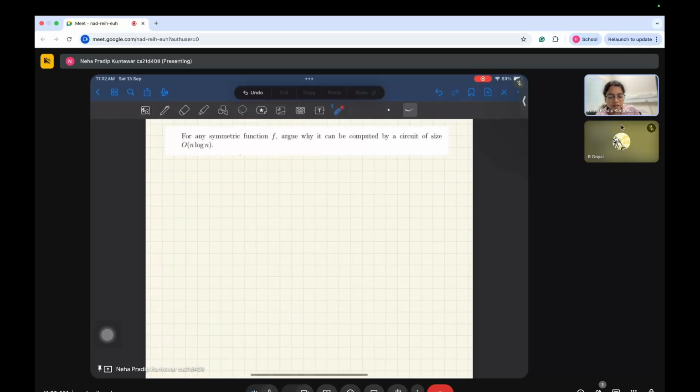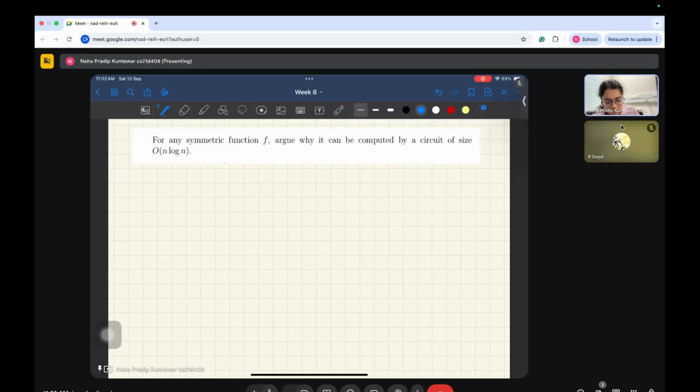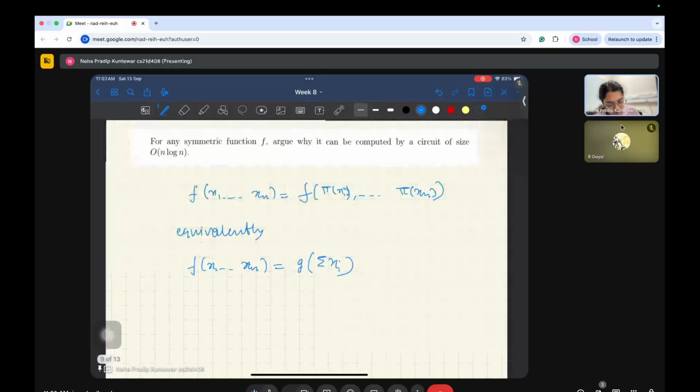This is the second part where we will need the induction. We may or may not need it, but I think I'll skip this one for now. This is the continuation of the question that we did. We saw the definition of a symmetric function, that f of x1 to xn is equal to f of pi of x1 to pi of xn for every permutation. It's the same value, and equivalently we know that f of x1 to xn can be thought of as a function g of the summation of the variables.